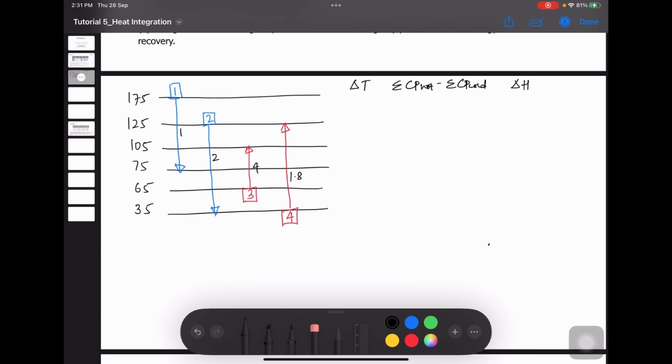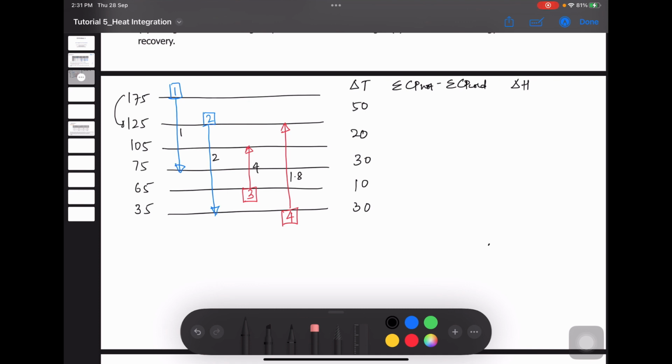So now what is the delta T? Delta T here is 175 minus 125. In each interval we need to find the delta T. So 175 minus 125 is 50. Similarly, I'm going to calculate for all: 20, 30, 10 and 30.